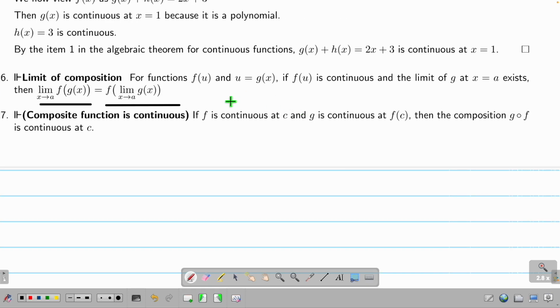What is this? I'm saying that I have f(u), and then u is g(x). I need to say that f(u) is continuous and the limit of g exists at this point. Otherwise, if this does not exist, then I have an f of question mark, so I cannot say anything. If these two are true, I can put my limit inside.